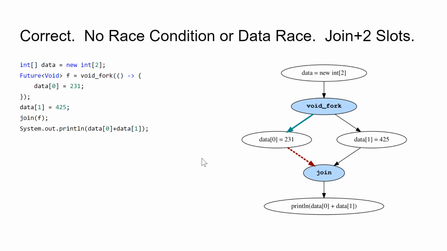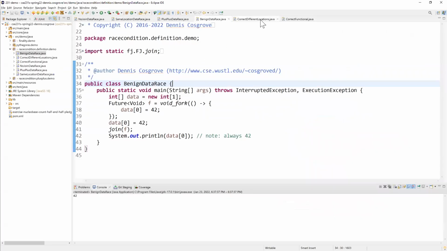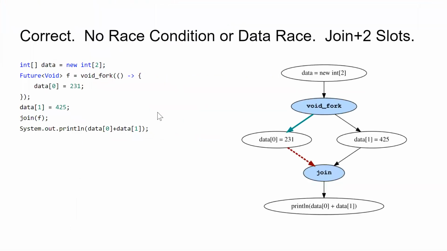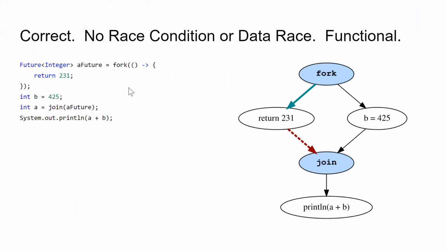So I can run this program really quickly right here, correct different locations. And you can see it's always going to produce 656 because there's no data race, and everything is good. Now, the last one I'm going to say is, we're going to use void fork, and we're going to mutate shared data in this class. And it's not like it's totally without use, it definitely has its uses.